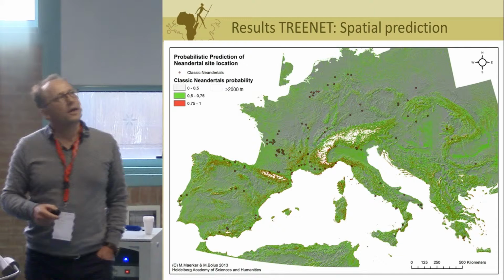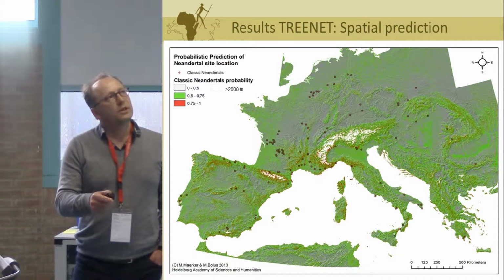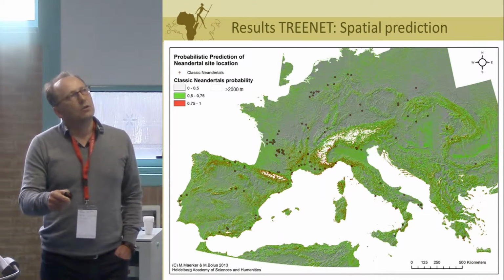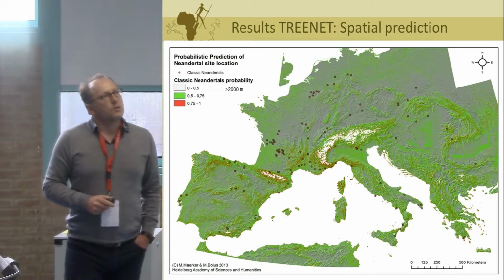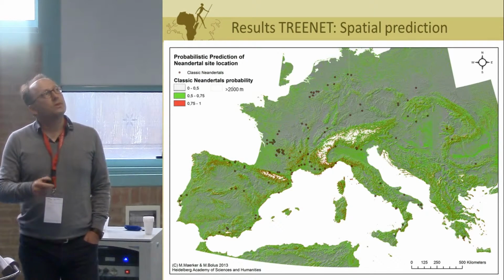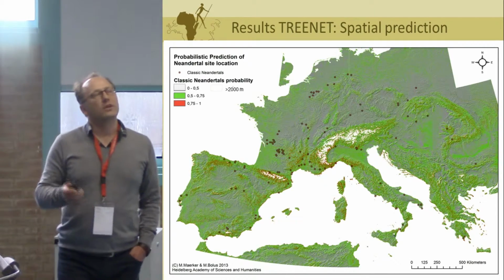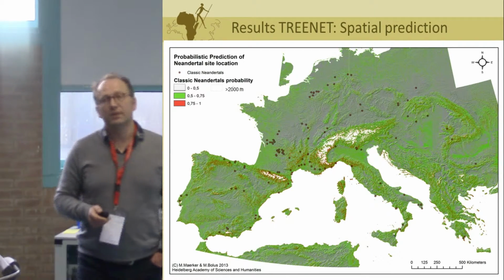So we have quite high probabilities, especially in the higher areas, so in the Alps, southern France, around the Pyrenees, but also along the Italian peninsula. The white areas are areas above 2,000 meters we excluded from the modeling.